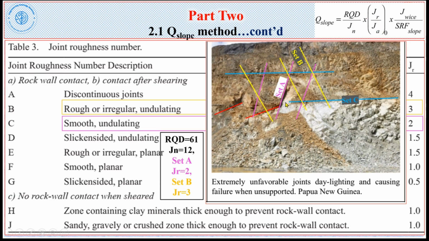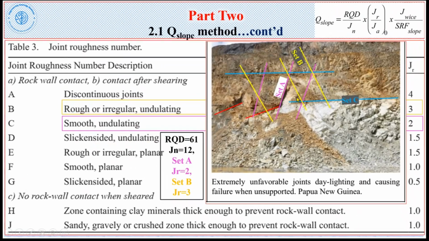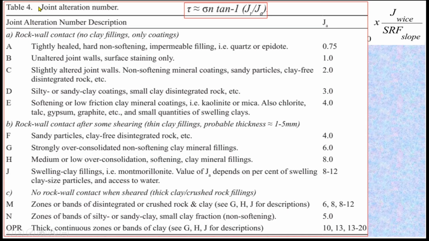So we have to observe the joint wall surface to determine joint alteration also. Is it altered, or is it fresh? For joint set A, and also for joint set B, we have to observe whether the joint wall surface is altered or not. For the joint alteration number, we will consider Table 4. Table 4 is for the joint alteration number. Descriptions are given like this.